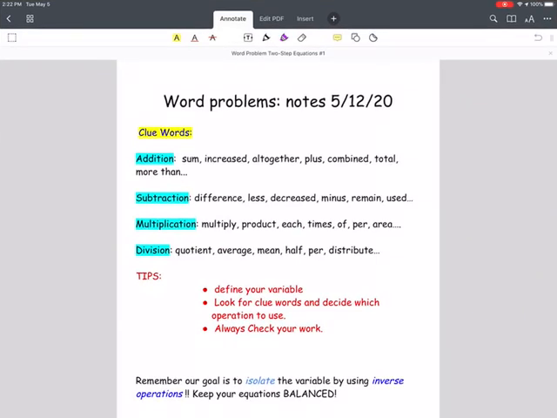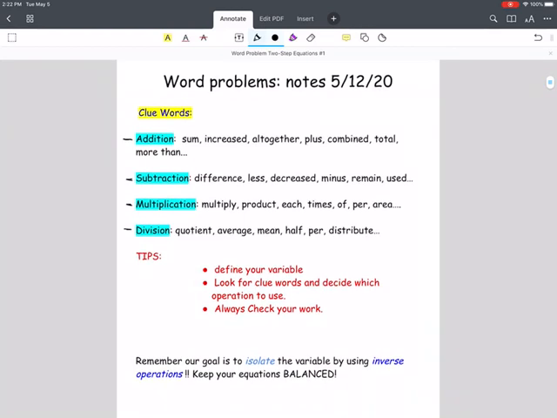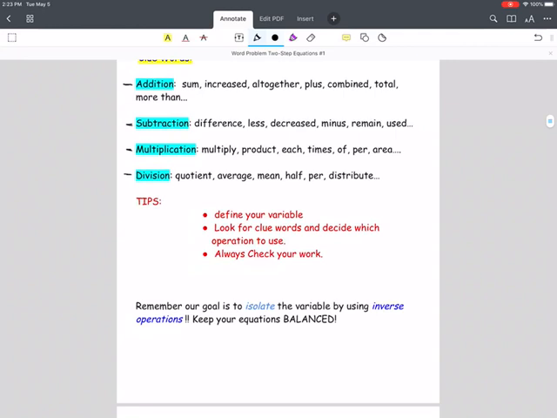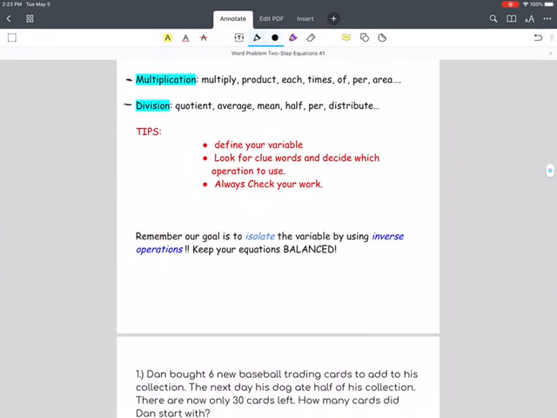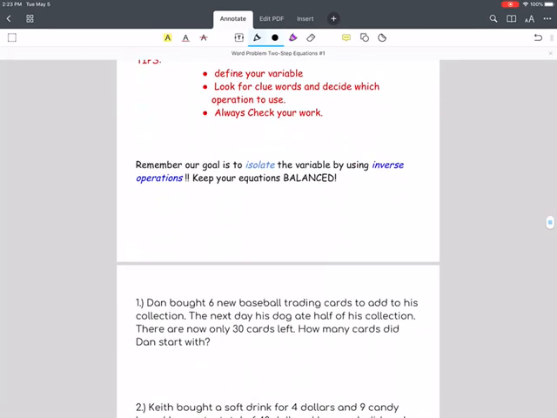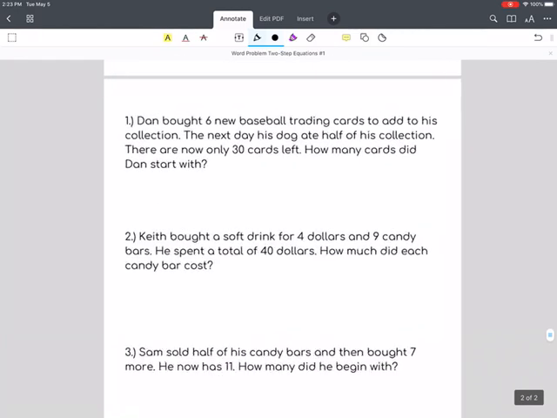All right, so the first page of these notes is just clue words, things that you can look for if you're going to be adding, subtracting, multiplying, or dividing. And then we have just some tips. Define your variable, look for clue words, and decide which operation to use. And it says always check your work. And then remember, our goal is to isolate the variable by using inverse operations. You have to keep your equation balanced. All right, so let's get to it.